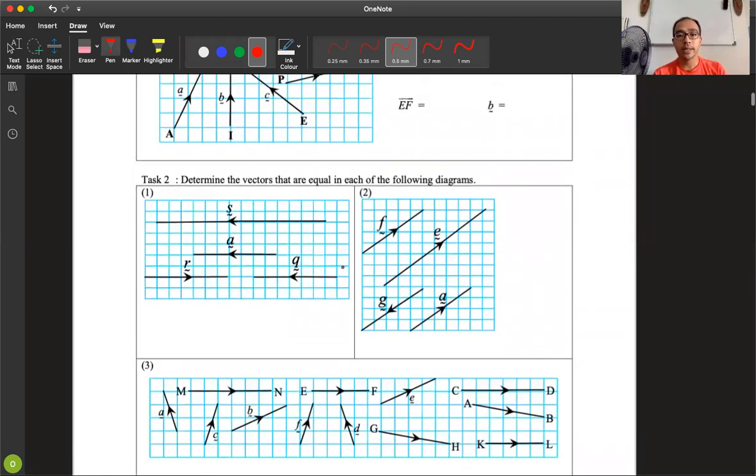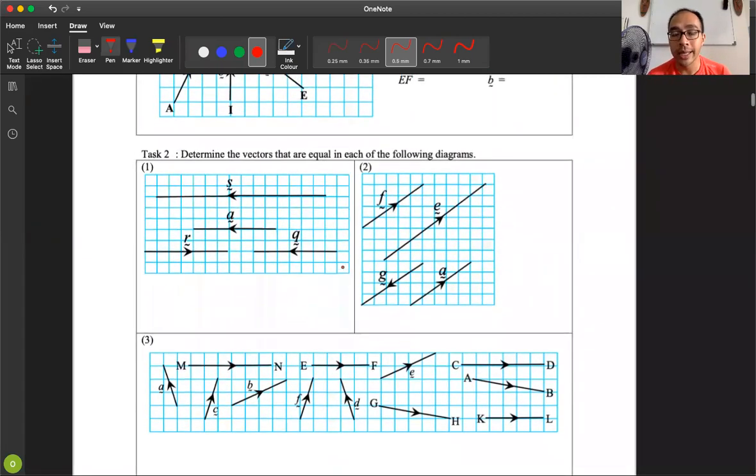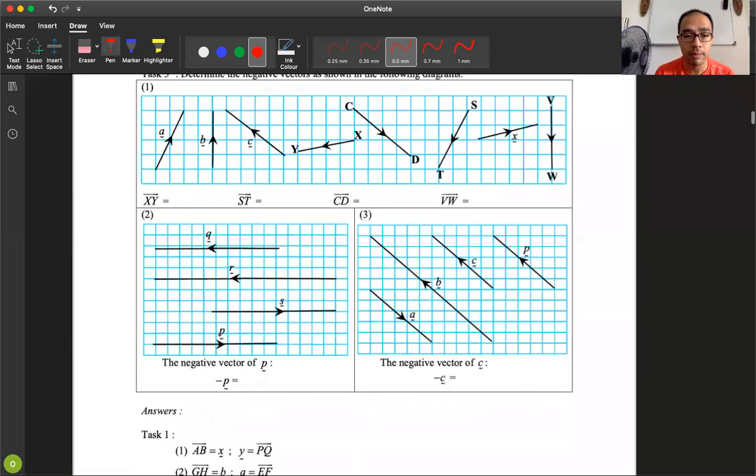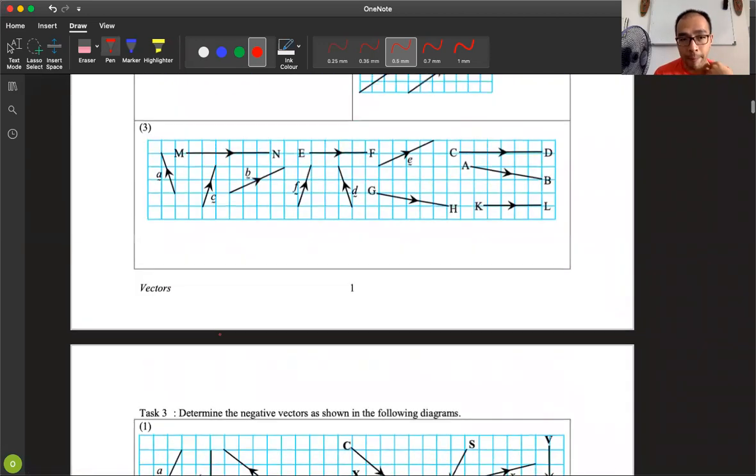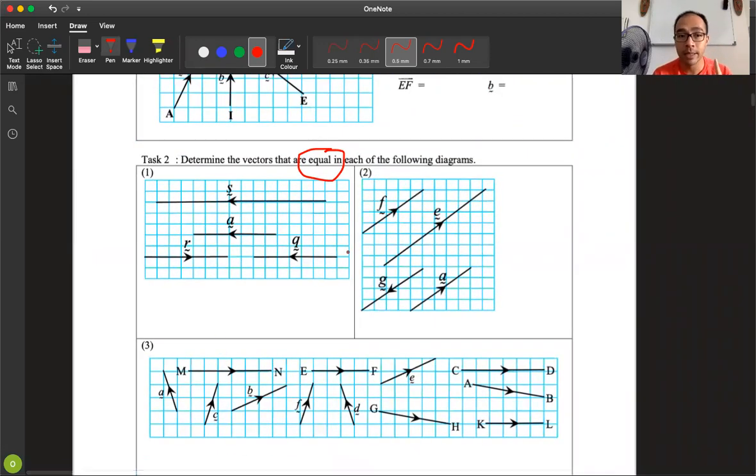Now the second thing that you need to know is the equal vectors. Two vectors are equal, adalah sama, vector yang sama, if they are the same direction and the same distance. Let me just double check. Yes, same direction and same distance.